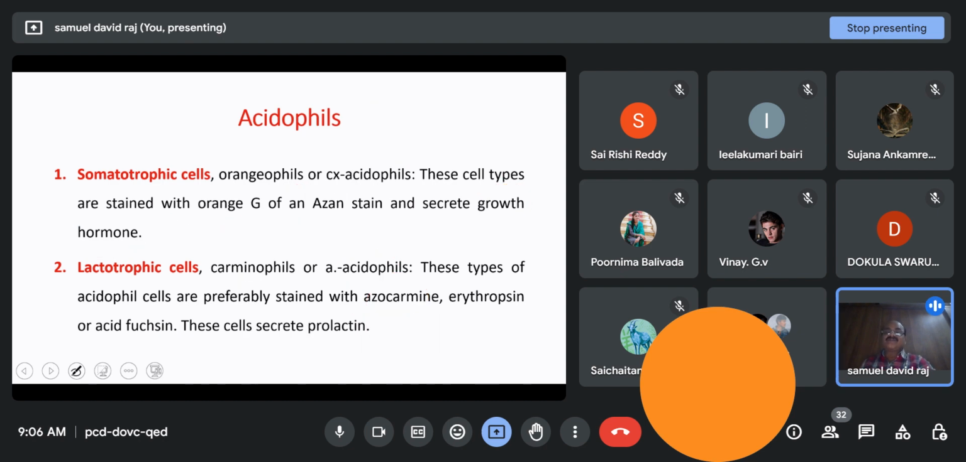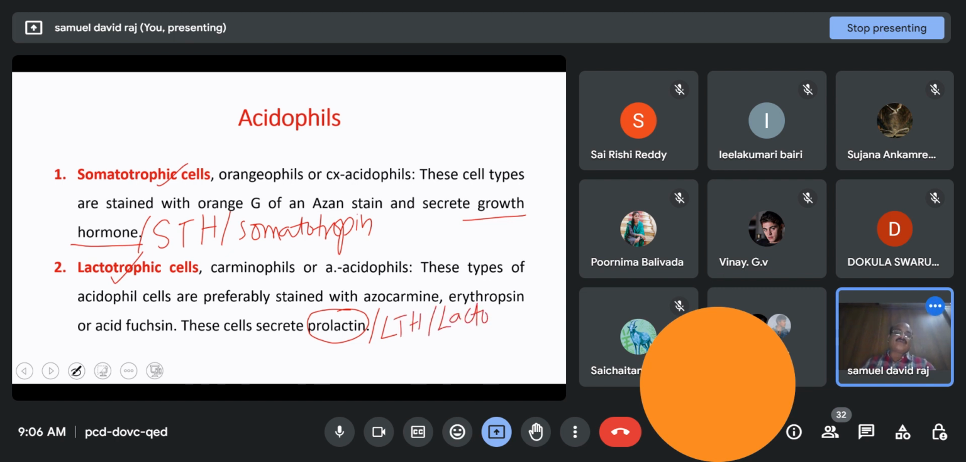The somatotrophic cells, what you have to remember is they secrete growth hormone. Growth hormone is also called somatotrophic hormone, or in short, somatotropin. Lactotrophic cells or lactotrophs secrete prolactin, which is called lactotrophic hormone, or in short lactotropin. So these are the two hormones secreted by the two different cells of acidophils.